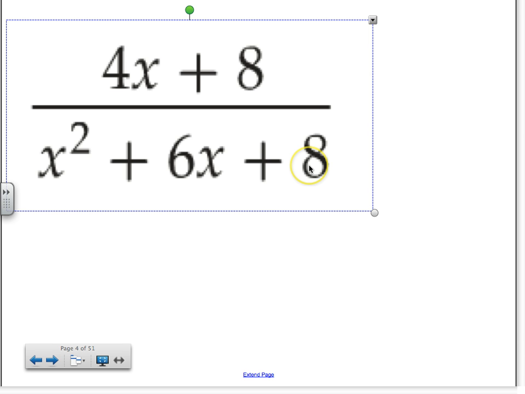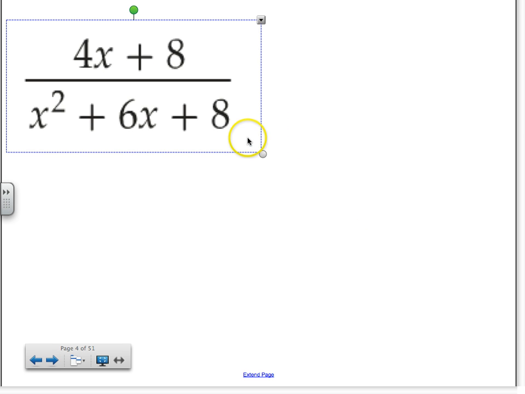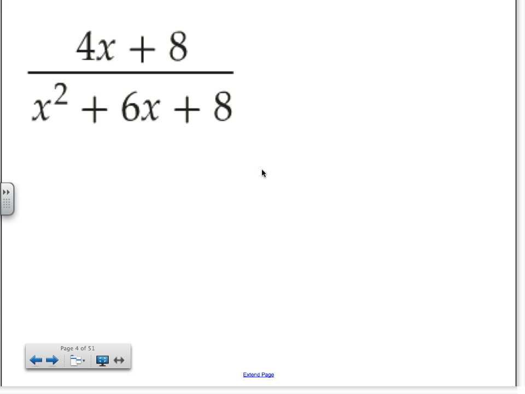I've got 4x plus 8 divided by x squared plus 6x plus 8. By the look of this, it is one gigantic fraction problem. However, if you look closely, separating the numerator from the denominator, you have yourself 2 chapter 8 problems, isn't it? So let's separate them. Do it one problem at a time. I'm going to start with the very top, 4x plus 8. I'm going to ask for ordinance.